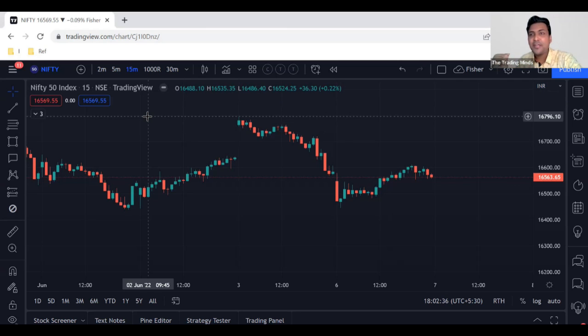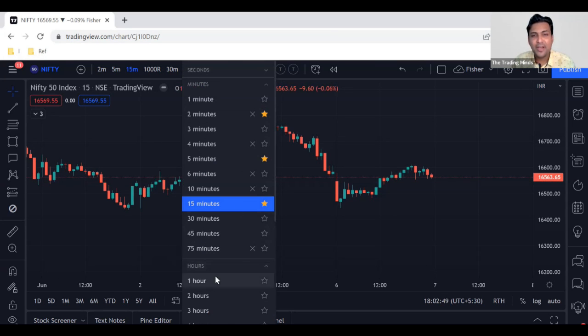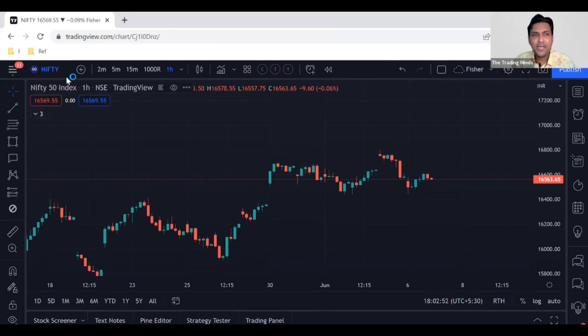So what is the time frame we are going to use? The minimum time frame we have to use is 15 minutes and the maximum time frame can be 1 day or 1 hour. So whichever is convenient for you. So let me go with 1 hour first. So I'm using a 1 hour chart here and I have opened NIFTY.